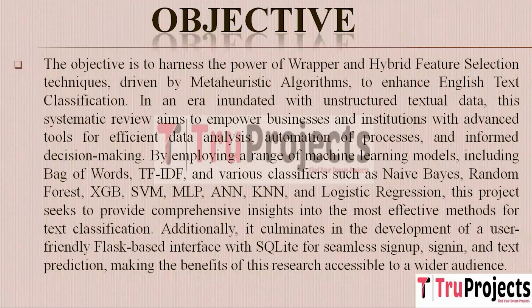Objective of the project. This systematic review aims to improve English text classification using wrapper and hybrid feature selection techniques driven by metaheuristic algorithms. It uses machine learning models like bag of words, TF-IDF, and various classifiers to provide comprehensive insights into effective text classification methods. The project also aims to create a user-friendly Flask-based interface with SQLite for seamless sign-up and sign-in and text prediction, making the benefits of this project accessible to a wider audience.